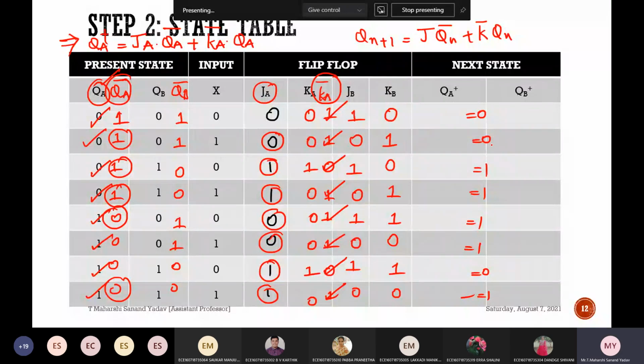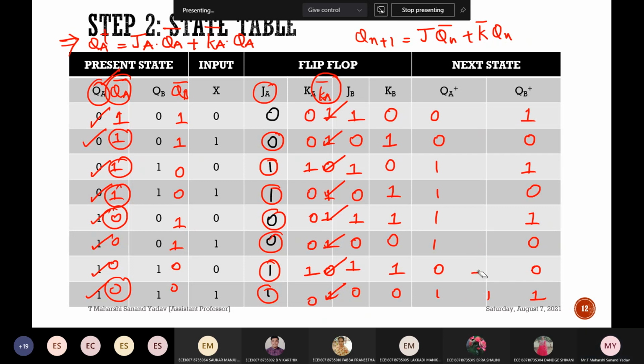QB plus. I think you are not solving this one. That's the reason you are not answering. So QB plus answers will be 10, 10, 1001. Okay. So here what we got, this is 0 0 1 0 1. So what is the next step now?